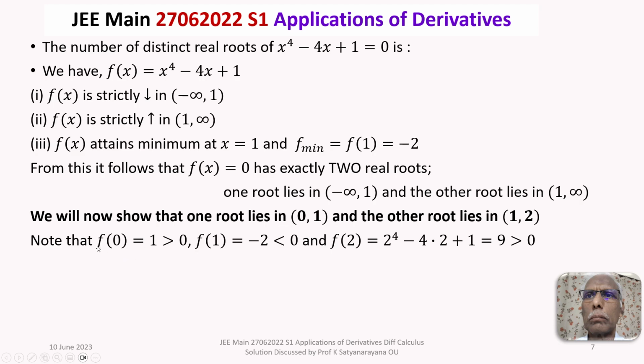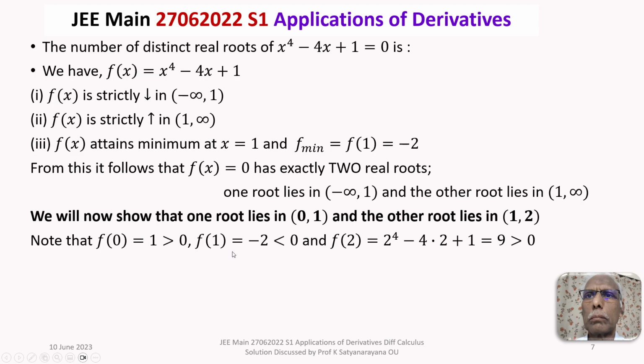For that, we see f of 0. That means x equal to 0, you substitute: 0 to the power 4 minus 4 times 0 is 0, plus 1, which is 1. So, 1 is positive. f of 1: if you substitute, 1 minus 4 plus 1, this is minus 2, which is negative. So, f of 0 is 1, which is positive. f of 1 is negative. And f of x is a continuous function.